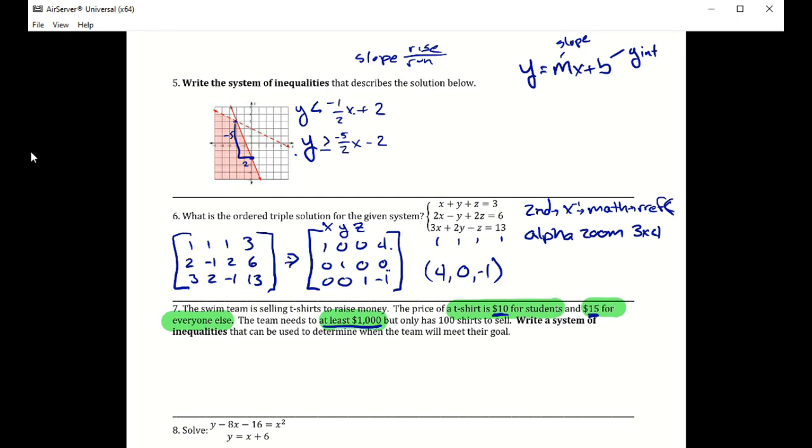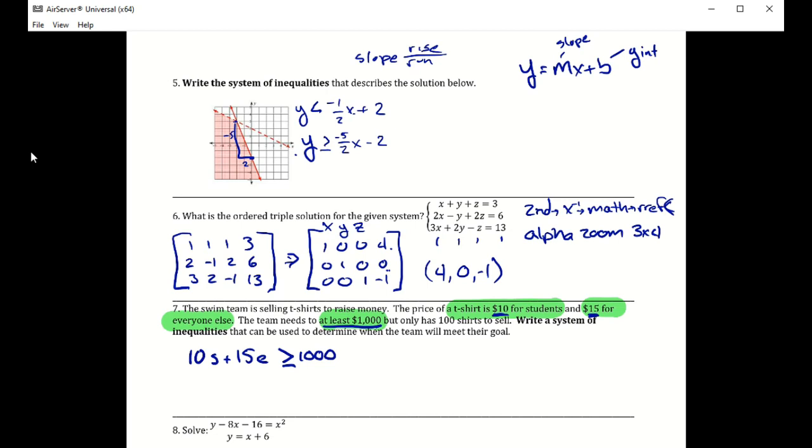So we're going to say students is S and everybody else is E. So we have $10 for each student t-shirt plus $15 for everybody else's t-shirts, at least, so greater than 1,000, or greater than or equal to, because at least means 1,000 works. If it said more than 1,000, then it would just be greater than. So there's our one equation.